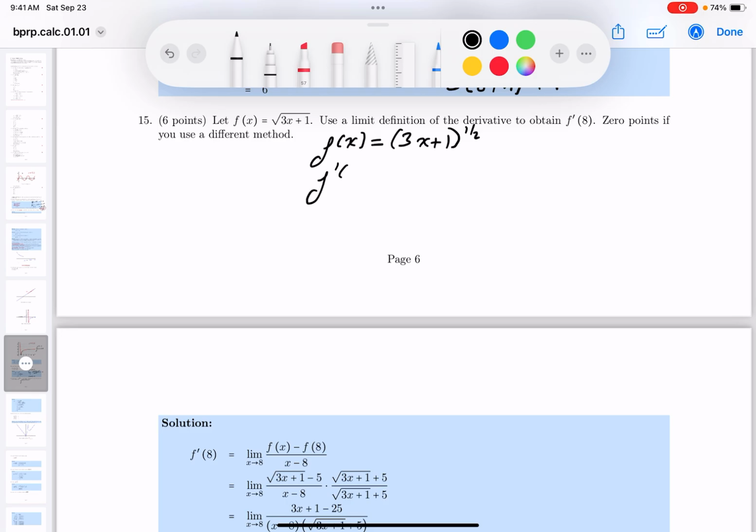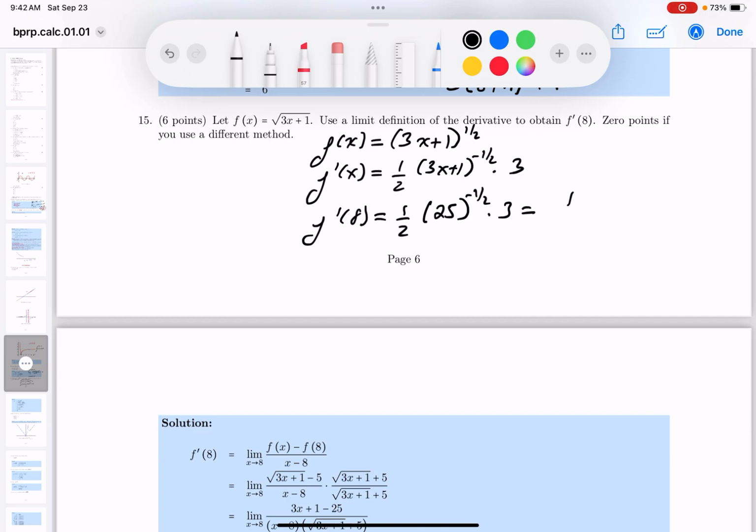Then they write down f prime. They're using the chain rule. It's going to be 1/2 times 3x plus 1 to the minus 1/2 times 3. Then they plug in the 8. Relatively simple to do. 1/2, 3 times 8 is 24, and 24 plus 1 is 25, to the minus 1/2, put that down, times 3.